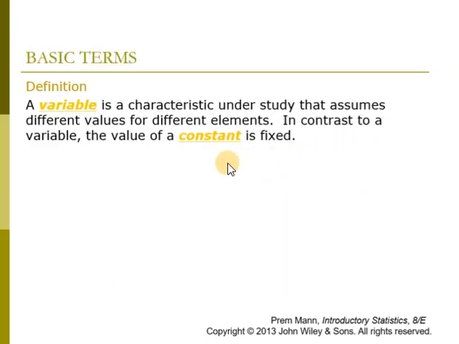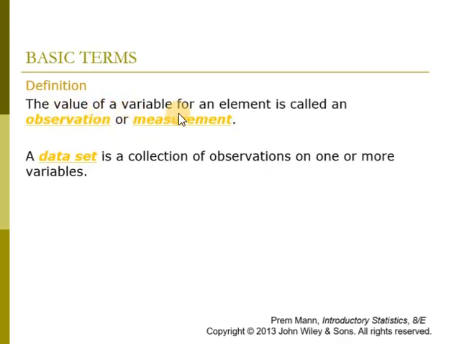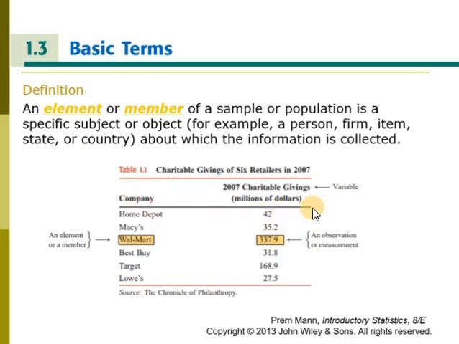In contrast to a variable, the value of a constant is fixed. The value of a variable for the elements is called an observation or measurement, while the dataset is a collection of observations on one or more variables. In our case just now, we only have one variable, which is the 2007 charitable givings of the companies. If, let's say, we have another column showing the total revenue of the company, for each company there is a revenue stated here. So we have two variables. This is one variable and the revenue is the second variable.